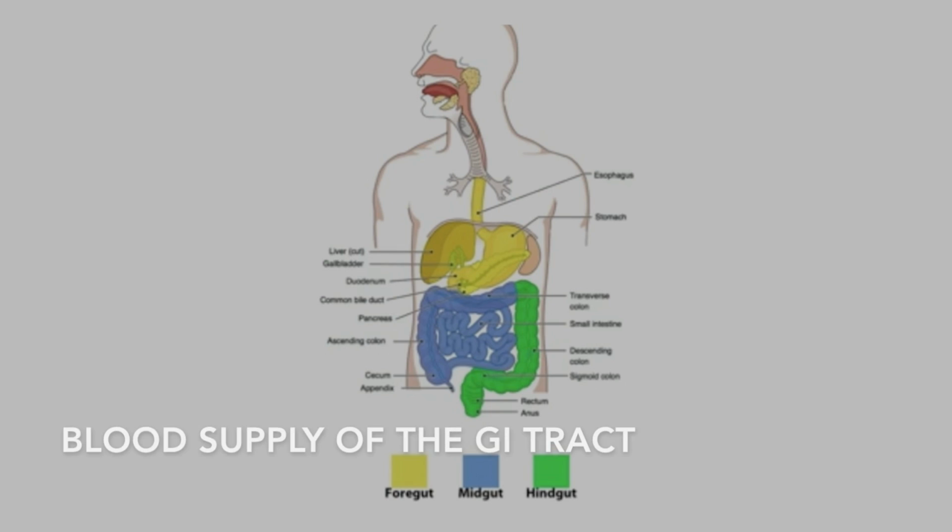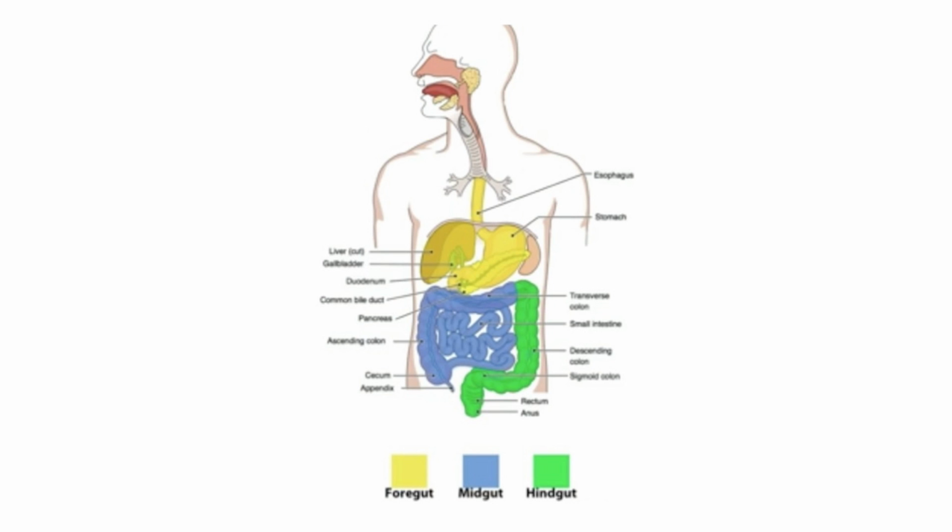In this video, I'm going to briefly discuss the blood supply of the gut. Before we can talk about that blood supply of the actual gut, we need to understand how the GI tract is divided according to its embryological origins into three sections. These are the foregut, the midgut, and the hindgut, and these are shown in this picture here.